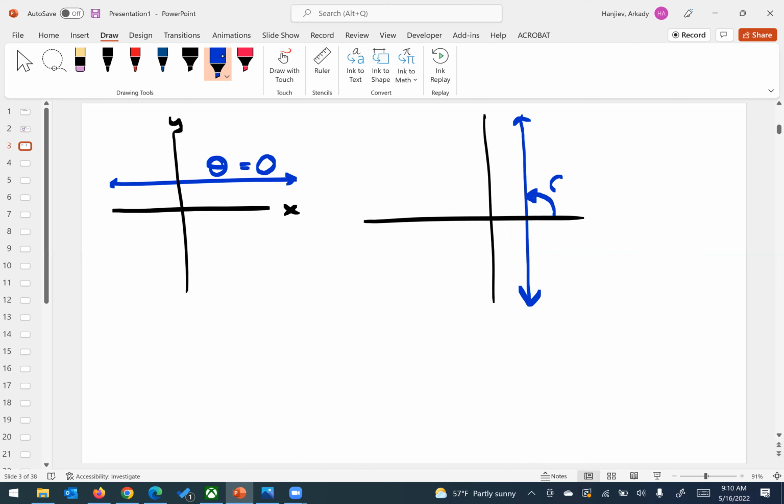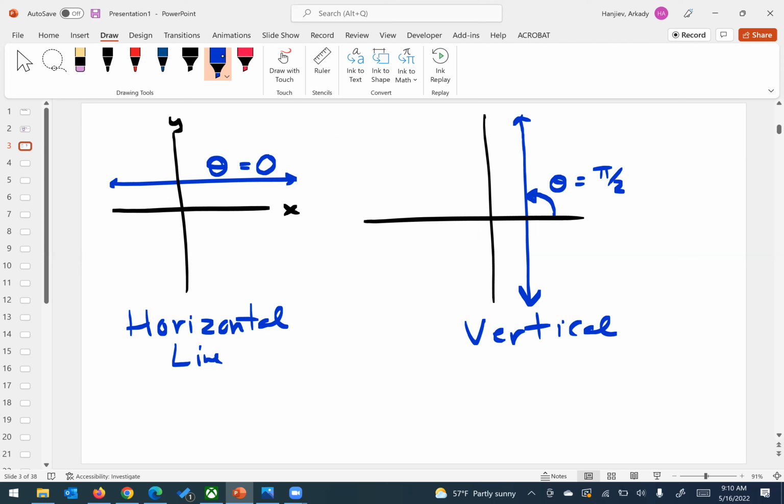Pi over 2. Theta equals pi over 2. Okay, so now we can even label these. This one is a horizontal line, and this guy would be a vertical line. Awesome. That'd work. Okay.